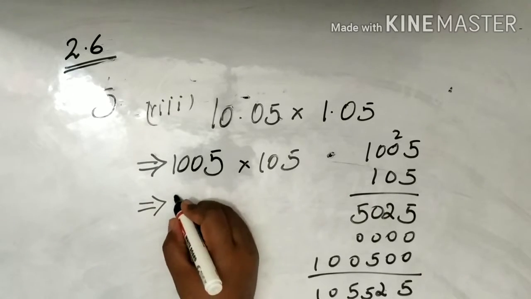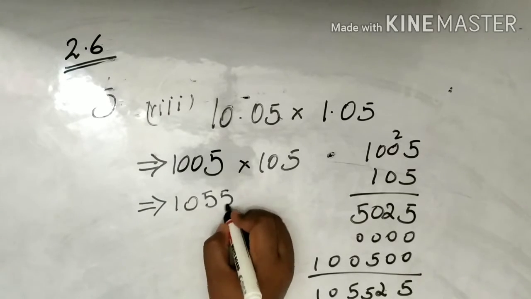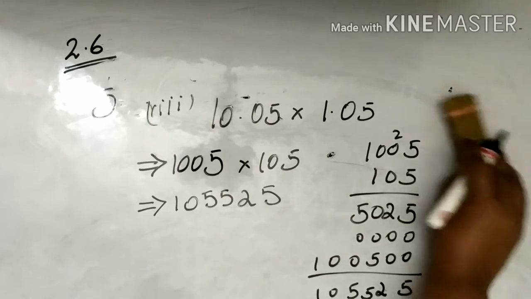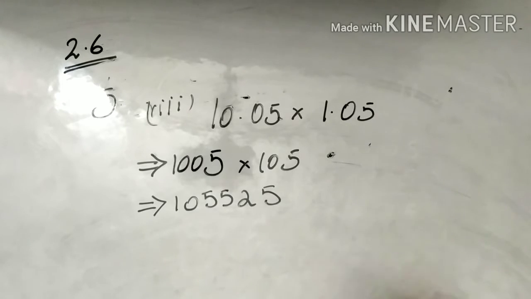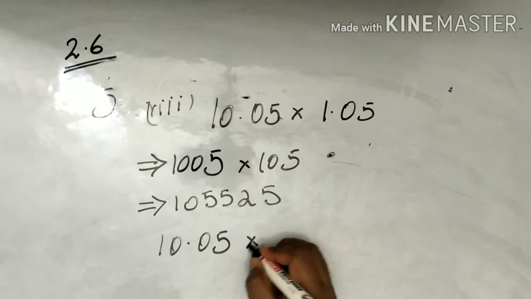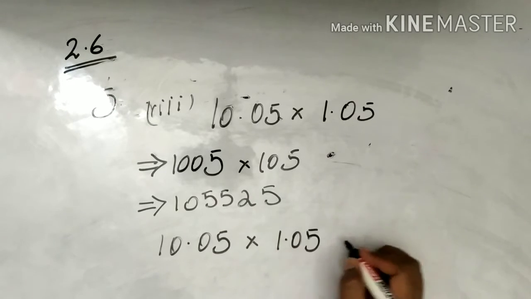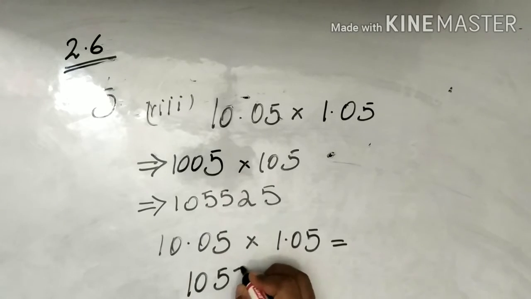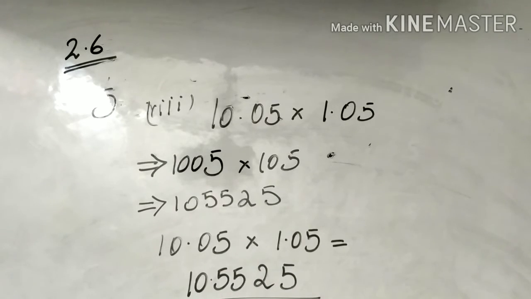So we'll write this as, okay. Now the next step will be to write the exact thing. That is 10.05 into 1.05 will be equal to 105525. 1, 2, 3, 4. 4 places after the decimal. So 1, 2, 3, 4. The answer will be this. Okay.